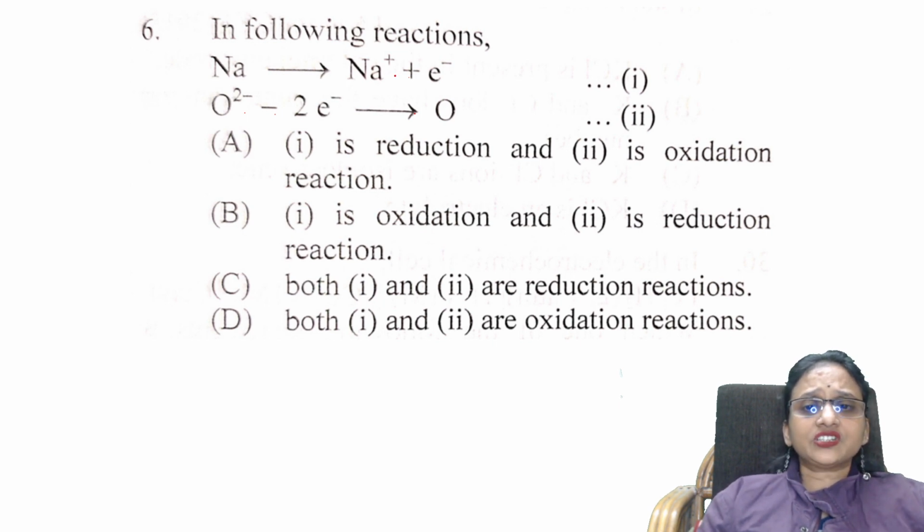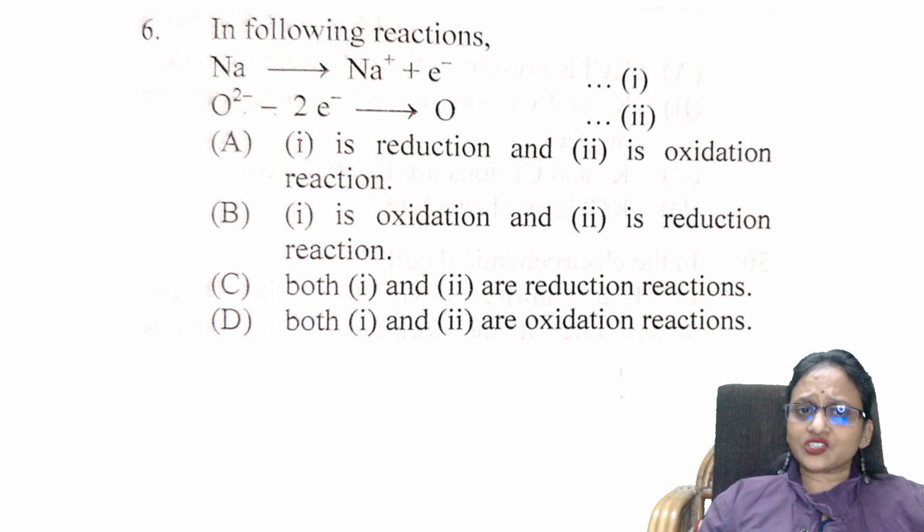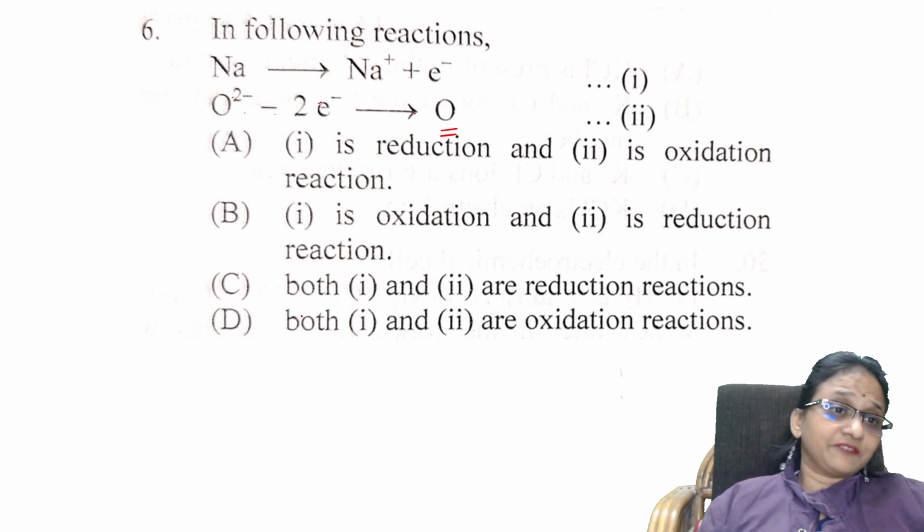In the first reaction, I know an oxidation reaction is happening. Second reaction, what is happening? It is taking up 2 electrons. Taking up 2 electrons should be reduction. But here, what is happening? It is taking 2 electrons. It is forming the oxygen ion. Now, which one is right?